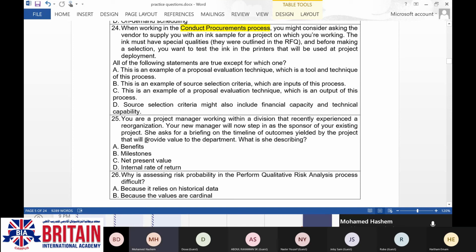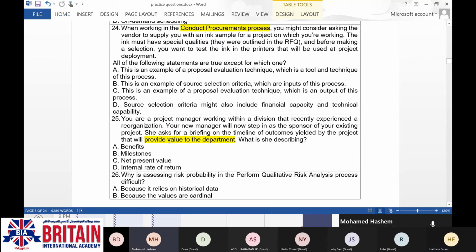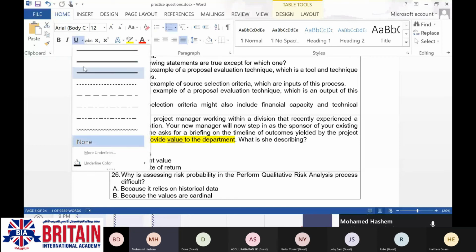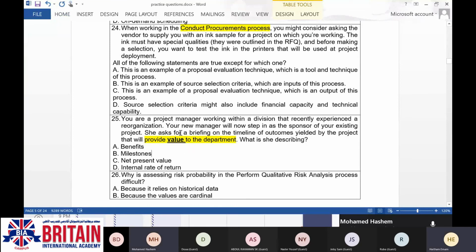She's describing the benefits, guys. Why? Because she wants a brief of the timeline of outcomes yielded by the project that will provide value to the department. Again, we are talking about the value, the outcome, the benefits which we are going to gain, the value.